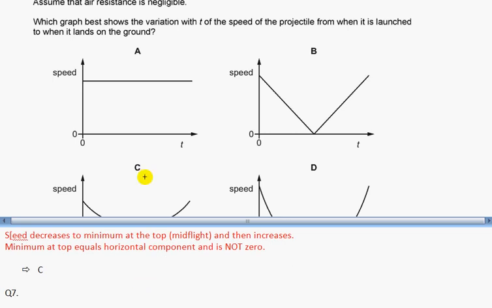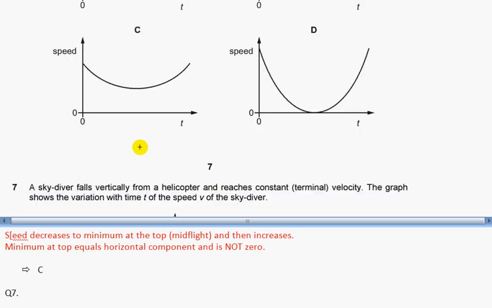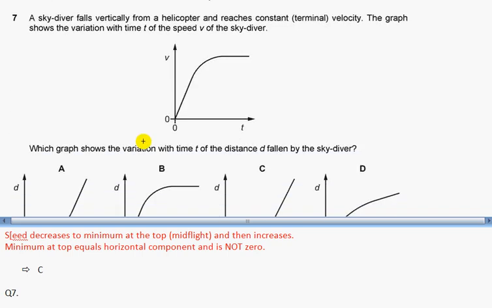We choose answer C because it decreases, not to 0 at the top, and then increases. Question 7. A skydiver falls vertically from a helicopter and reaches constant velocity. The graph shows the variation with time of speed of the skydiver. Which graph shows the variation with time of the distance fallen by the skydiver?